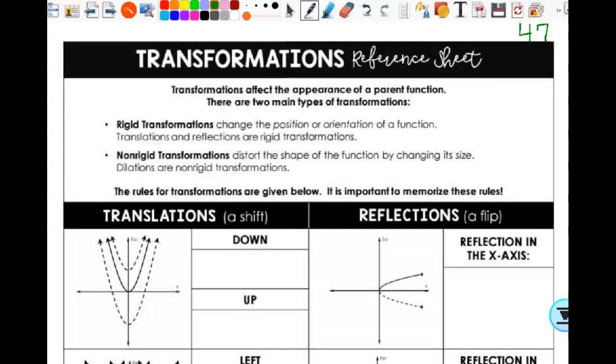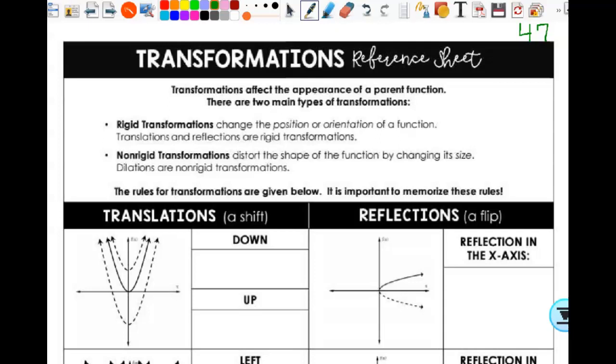If you feel like it's different than what you've seen in the past, maybe it is. But again, it doesn't matter. The transformation is the same. So we have two main types of transformations. We have rigid transformations, which are your reflections and your translations. That means we're just moving things around somehow, but we don't change the size or the shape. Non-rigid transformations are your stretches and your compressions, which are dilations, which actually skew the shape one way or the other.